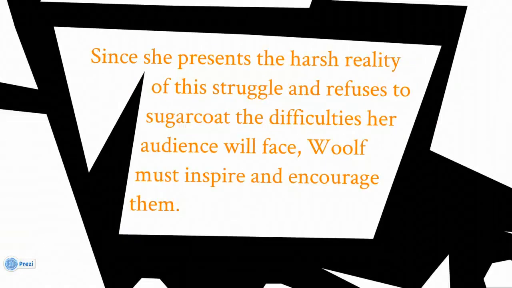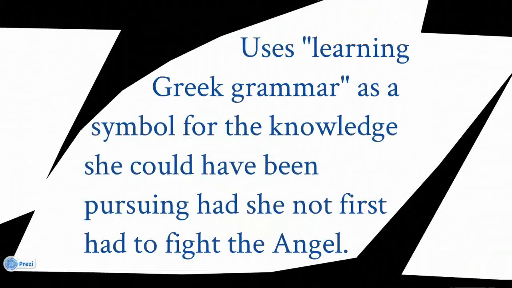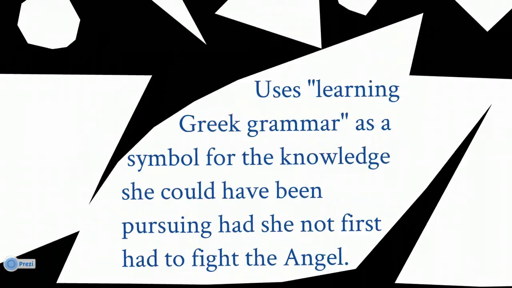All right, adding to this, as we move back to the bottom of the pyramid, we have this interesting symbol that she uses toward the end when she's lamenting the fact that she had to do battle with this angel of the house. She uses the phrase learning Greek grammar, if you recall from the passage, as a symbol for the knowledge that she could have been pursuing had she not had to fight that angel first. And she laments this fact. That Greek grammar, which is just one subject, is standing in place for all the academic knowledge that she missed out on obtaining because she had to first overcome this social obstacle.